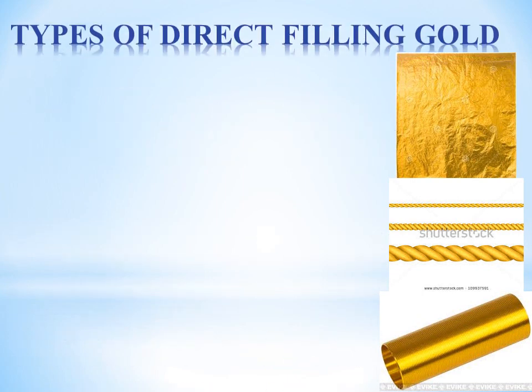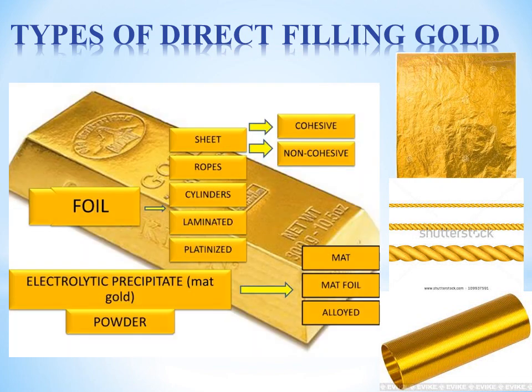So we have discussed the general properties of gold and their indications. Now it is very important to know the different types of the options or the different types of direct filling gold. They can be classified into two types, the foil type and the electrolytic precipitate or matte gold powder. Now the foil types are available in the forms of sheets, which may be cohesive or non-cohesive, ropes, cylinders, laminated and platinized, whereas the electrolytic precipitate matte gold powder may be further subclassified as matte, matte foiled and alloyed.